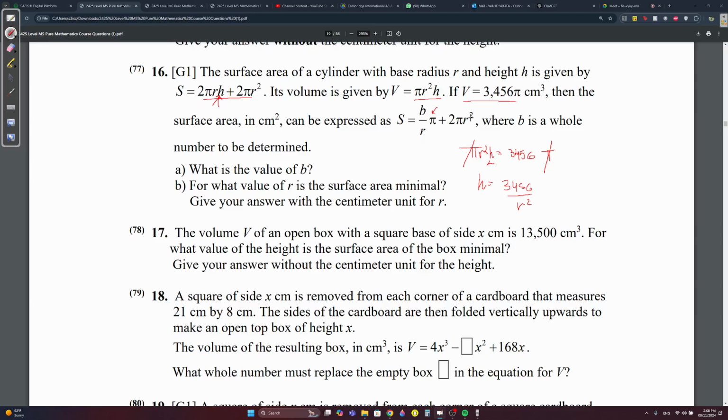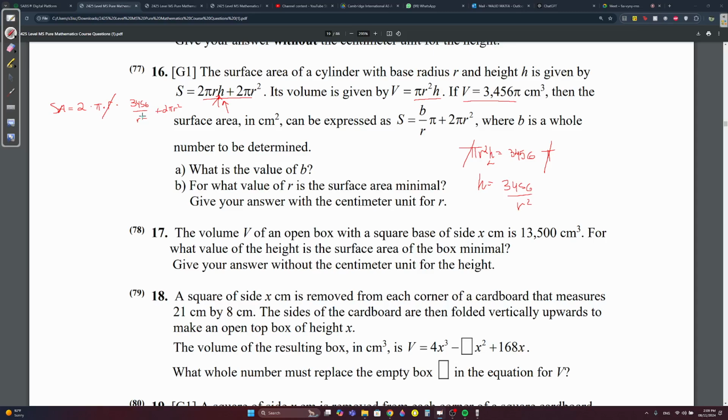So you go back into the surface area and substitute h with 3456 over r squared. So the surface area is equal to 2 times pi times r times h, which is 3456 over r squared, plus 2 pi r squared. Okay, so we need to make it like this.